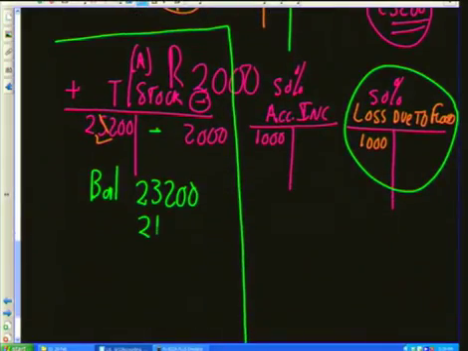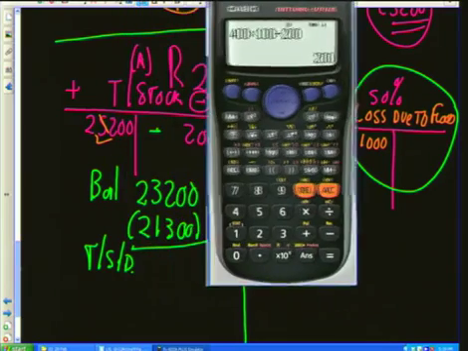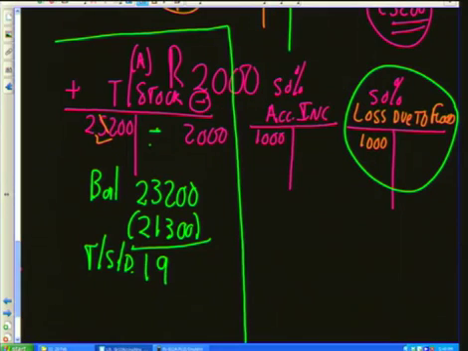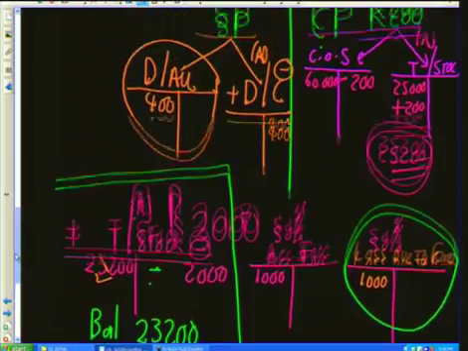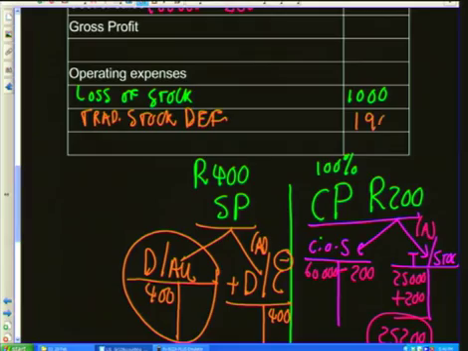So physical stock is 21,300. Immediately I notice there's obviously another loss for the business. In other words, there is a trading stock deficit. Let's get our calculators out. We've got 23,200 less 21,300, and there is a deficit of 1,900. Trading stock deficit is another expense that the business needs to record in their income statement. So under operating expenses, we now have trading stock deficit, and that amounts to 1,900.